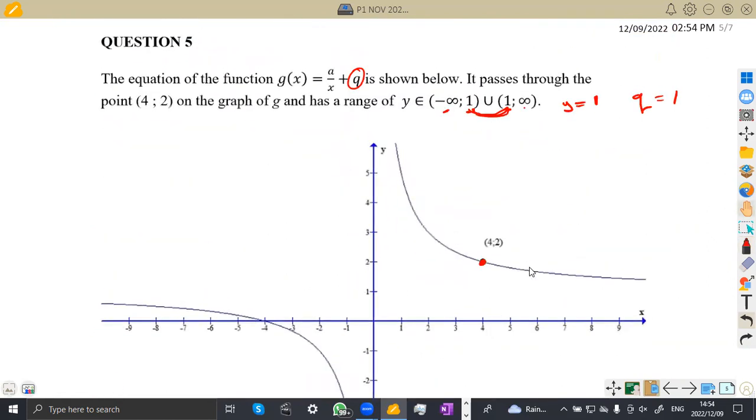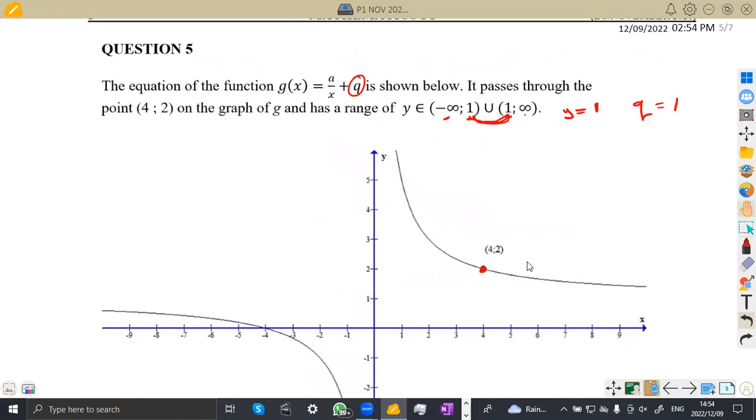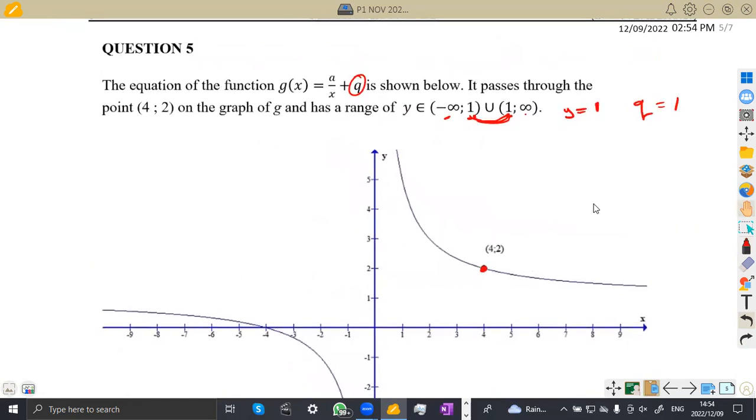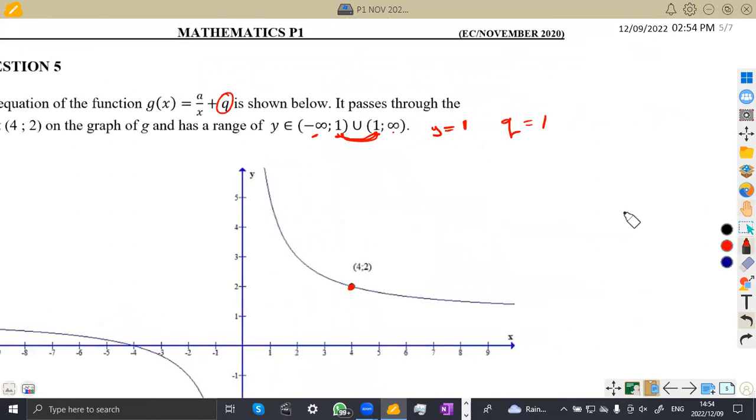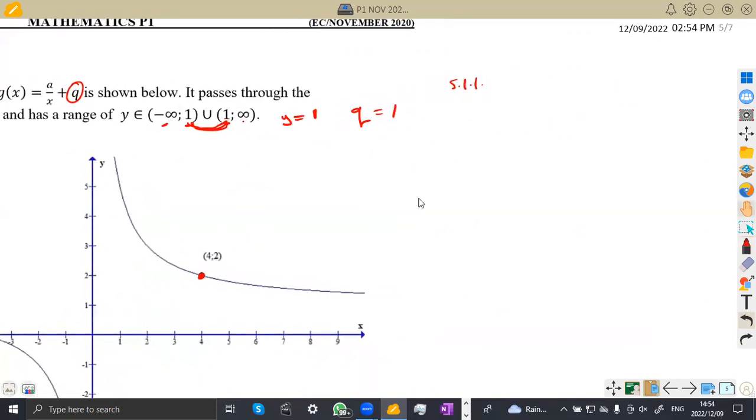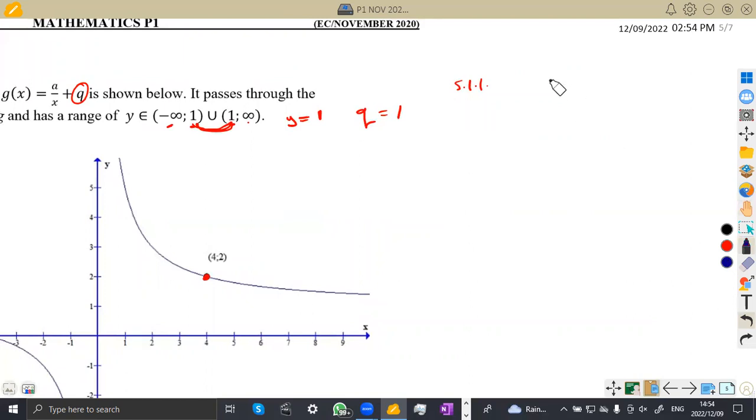To find the equation of g, remember we talked about the asymptote here. We can even work it here. Remember that our g(x) is given as a over x plus q. From this part, remember we said q is the asymptote, so q is equal to 1. You can substitute the value of q, which gives a over x plus 1. So we are now left with finding the value of a.